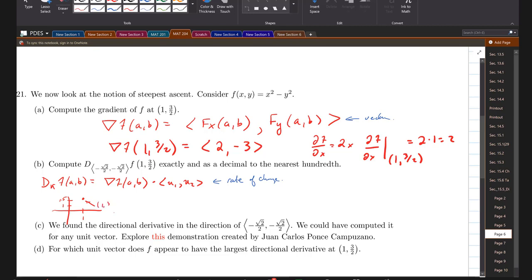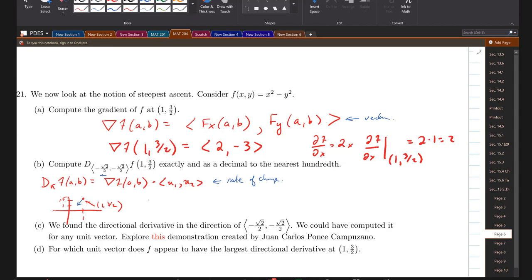And what we're going to do is look in the direction of this vector here, which is minus square root of 2 over 2, minus square root of 2 over 2. So we're going to be looking in that direction there. And we're going to ask the question, if we were to step in that direction, what would our rate of change be along that surface? What would our change in elevation be along that surface? Our instantaneous rate of change as we move in that direction. So we're computing that directional derivative.